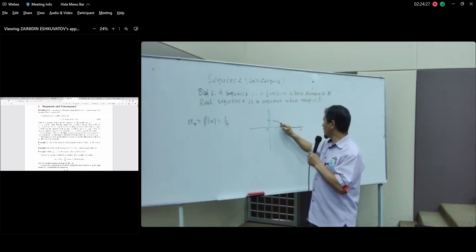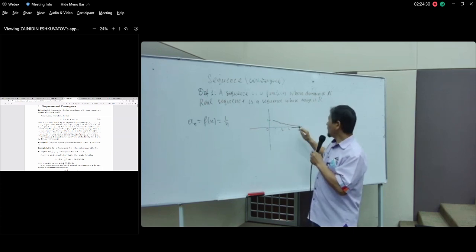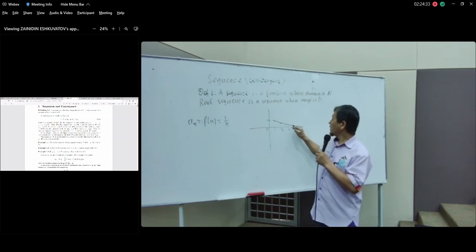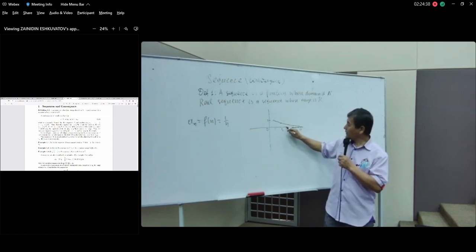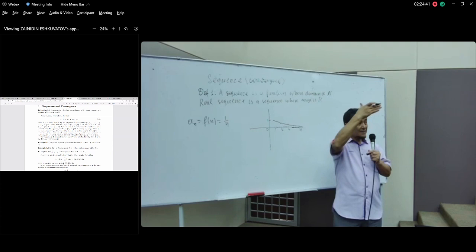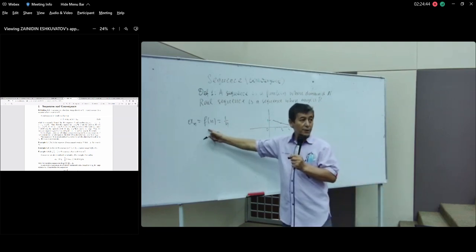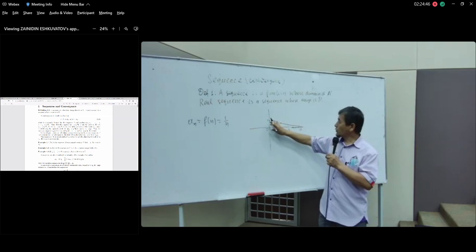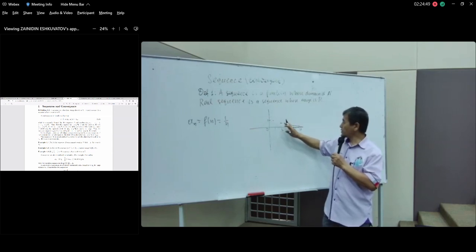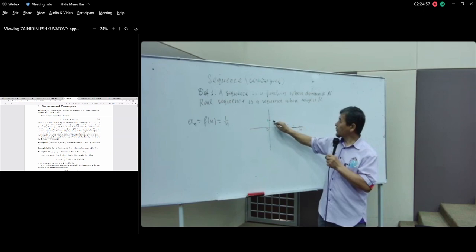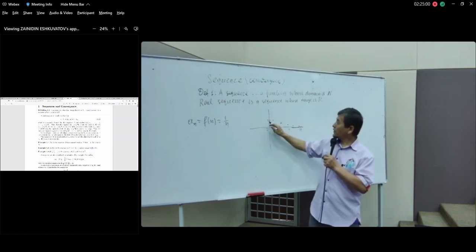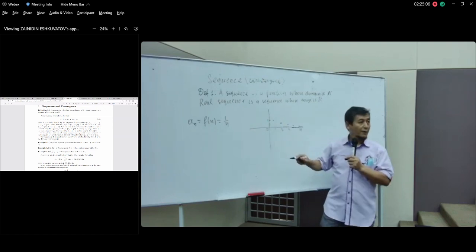If I draw the graph, of course I cannot draw a continuous graph, because we don't have values in between. But as an imagination, this is a function with dot points, just discrete points. You see the function values are 1, 1/2, 1/3, 1/4, 1/6, and so on.